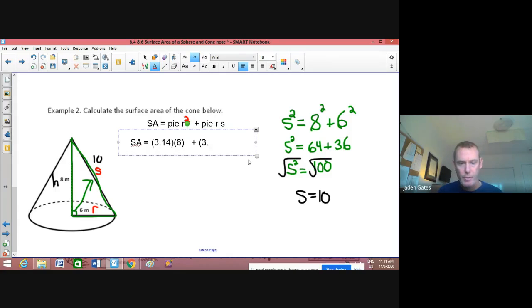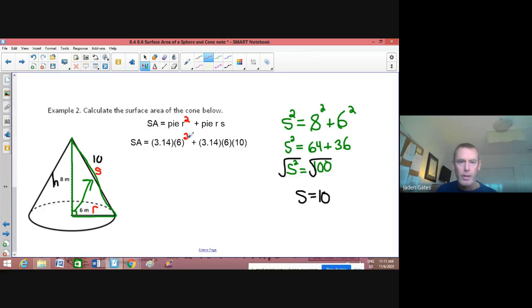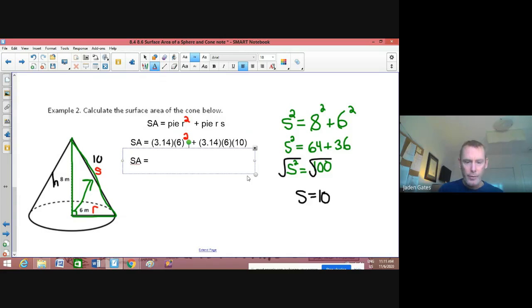Plus pi times r times s. So I have pi, 3.14, times r, which is 6, times s, which we found, right? 10. Okay. And I don't want to forget about the squared here, so I put that in there. Following Bedmas, here we go. We have 3.14. I figure out 6 squared, which is 6 times 6, which is 36. All right, plus, we've got those things which I'm not touching because I'm just doing exponents on this line.